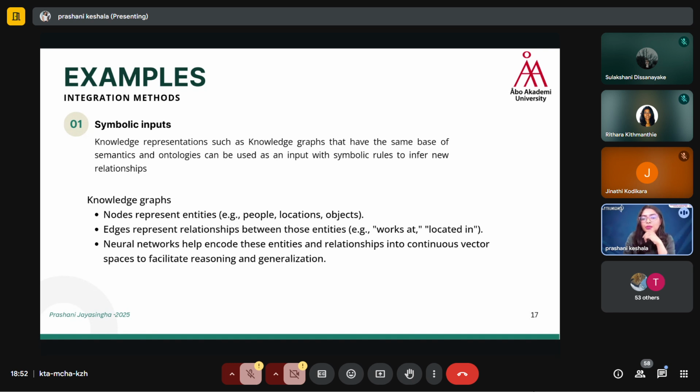How a knowledge graph works is very similar to how the semantic web works. You have nodes that represent entities, objects, people, locations, and then you have edges of those nodes. And what you do is you build relationships between the edges of the nodes. Once those are built, then you can insert it into neural networks that can help encode these relationships and facilitate a certain generalization.